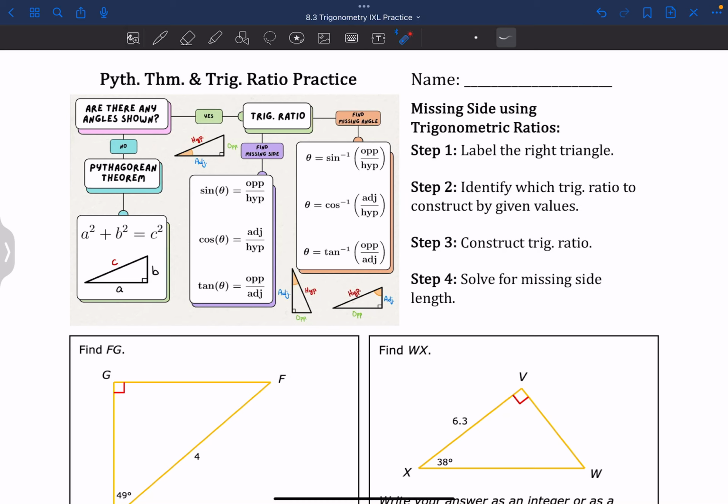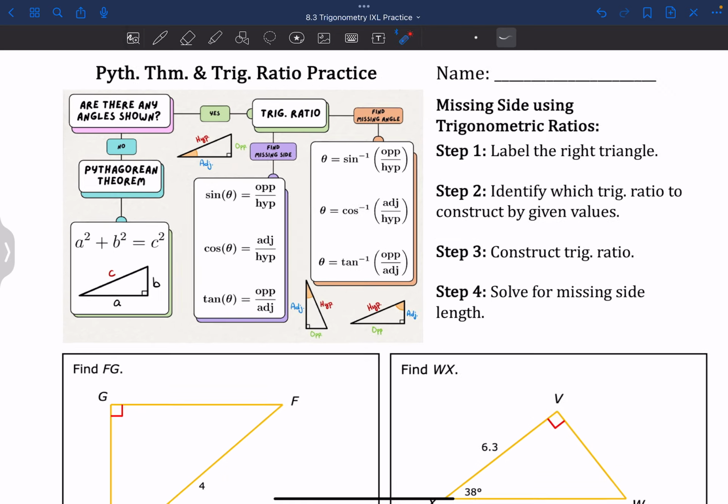This is our third video. It is going to be focusing on the application of trigonometric ratios, specifically finding a missing side. In the last video, we were focusing on constructing the trig ratios for sine, cosine, and tangent. Now we're going to utilize that trig ratio property to find missing sides.